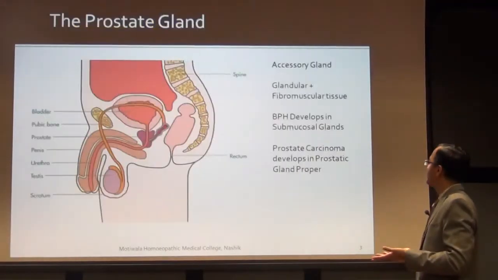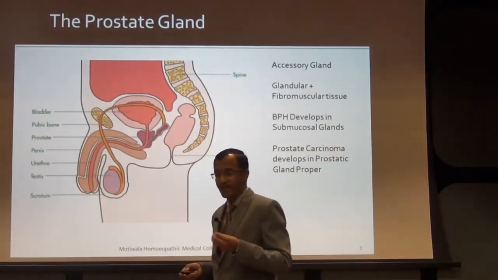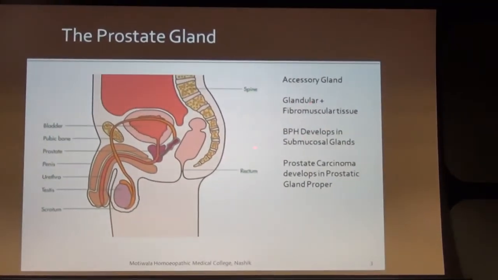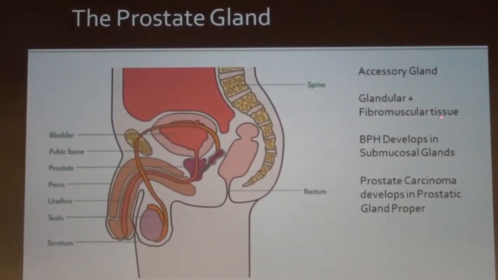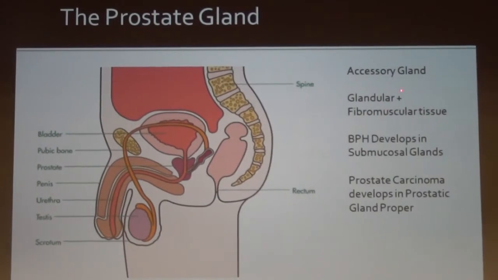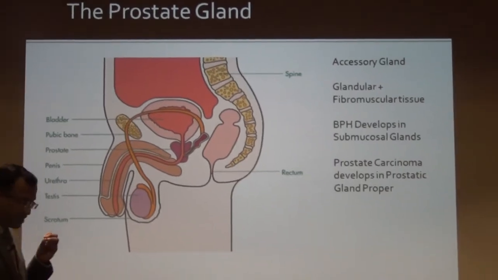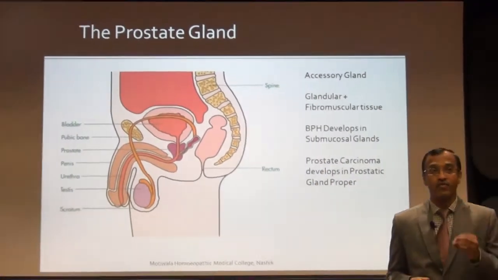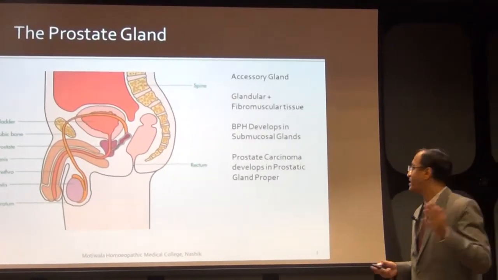We'll move ahead. Understand the prostate gland. This is one of the accessory glands present in the male genitourinary tract, and it has three key components: a glandular component, a fibrous component, and a muscular component. All these three components have to be understood because they are involved when we talk about prostatic enlargement, especially in an elderly person.